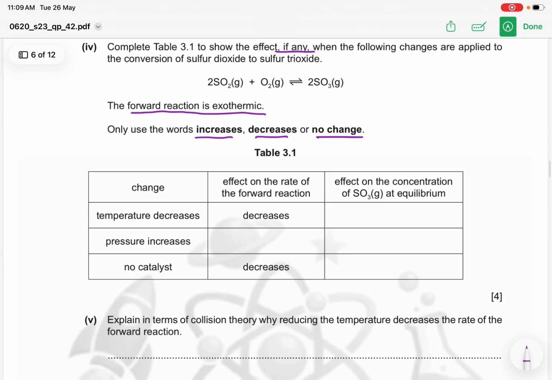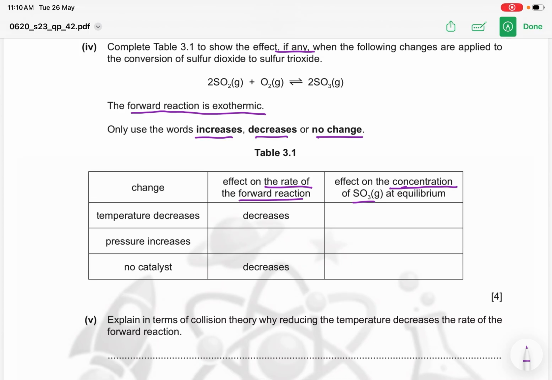Now, effect on rate of forward reaction, that is the speed or the rate of reaction, is asked here. And in the second column they have asked about the concentration of SO3 at equilibrium. Both these things are totally different. One is the speed of the reaction and second is the concentration of sulfur trioxide. First one, that is temperature. If the temperature is decreased, rate of reaction is definitely going to decrease, which is already done for us.